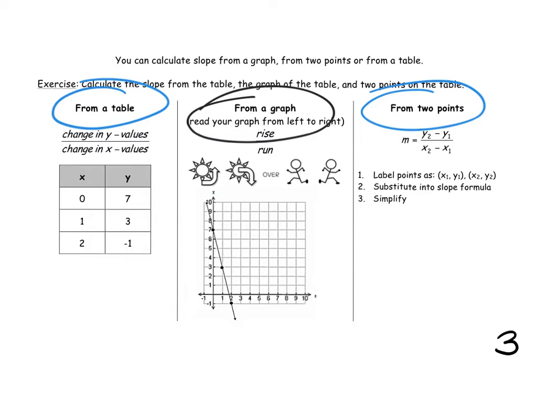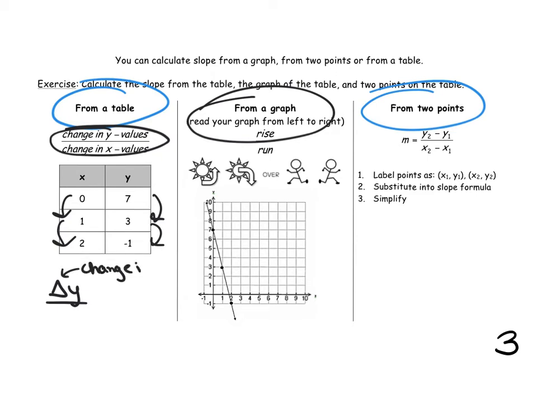This should really be a review. When I take the slope from a table, we're always looking at the change in the y values over the change in the x values. So we would just count and see what the y values are going up by, what the x values are going up by. You'll see me write this. Change in y is a triangle, that means delta. Not delta math, but that's the change in y all over the change in x.